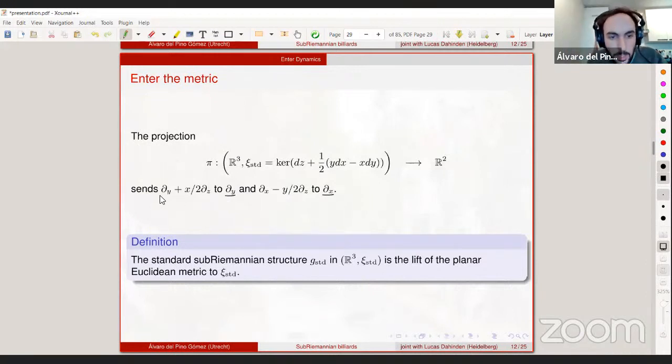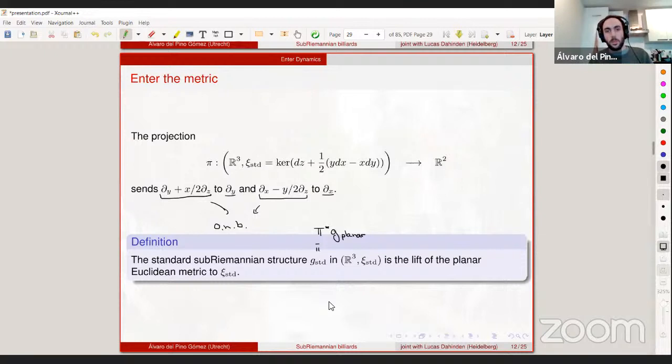So what I'm saying is that I turn these two vectors into orthonormal bases of the plane. I'm defining the standard subriemannian structure in R3 to be just the pullback by pi of the planar metric.